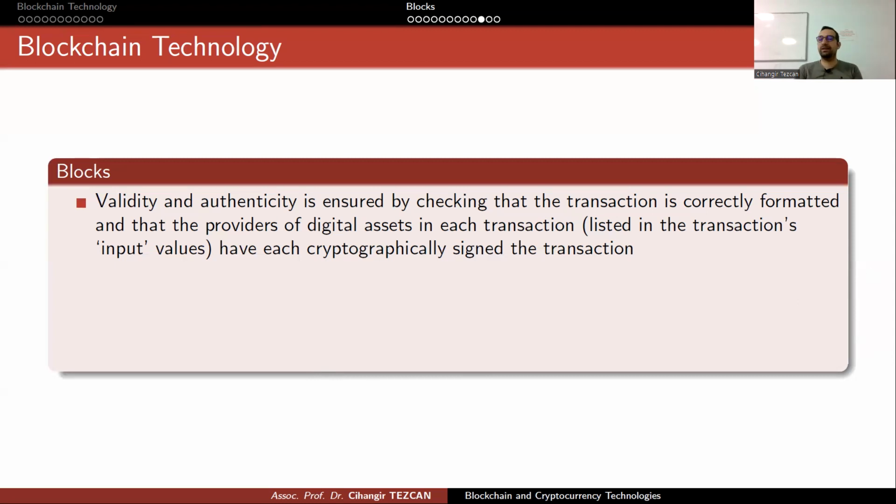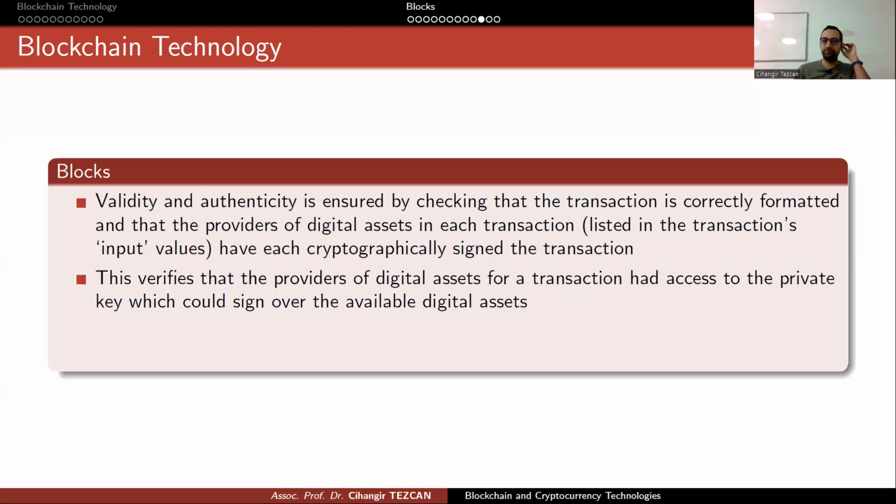Whenever you create a transaction, the nodes actually check the signatures for every input inside your transaction. This is important because traditionally, when we say transaction in the banking system, you're actually moving some amount of money from an account to another account, right? But in cryptocurrencies, a transaction may include multiple inputs and multiple outputs from different accounts. So you have to check signatures for all of these to verify that transaction.